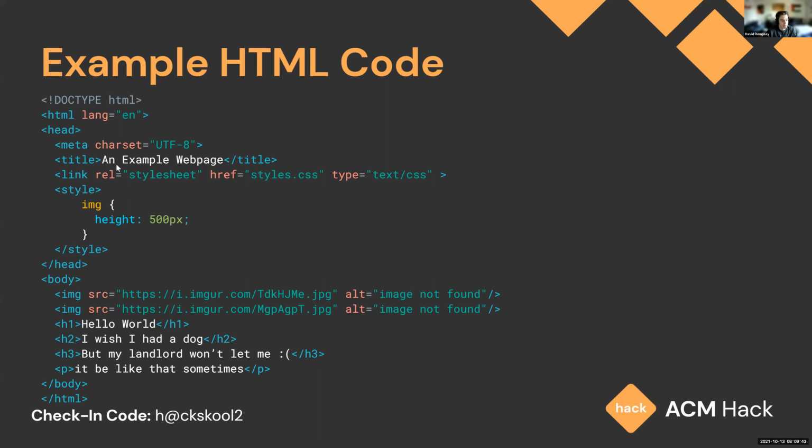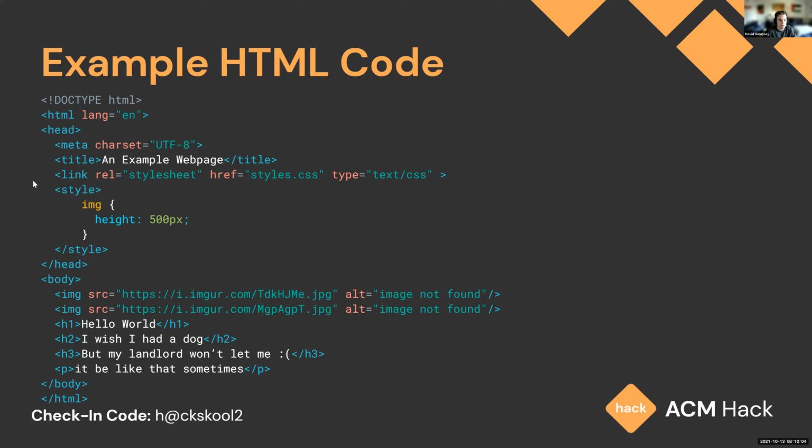We have a link reference, which basically binds a CSS document to our main web page. In this case, we have a file called styles.css, which will reference all the style stuff we want to incorporate into our HTML document. We also indicate the type and what it is. So it's a style sheet.